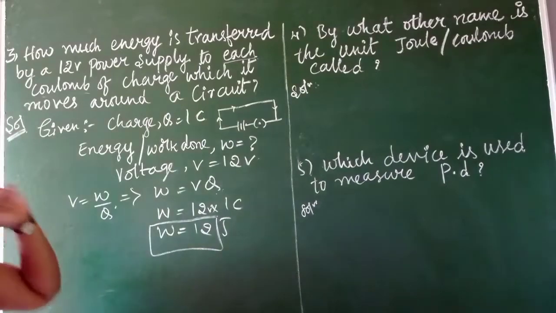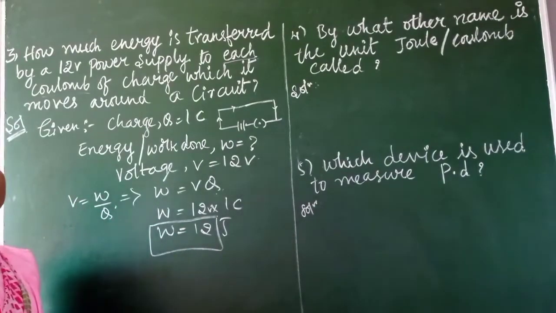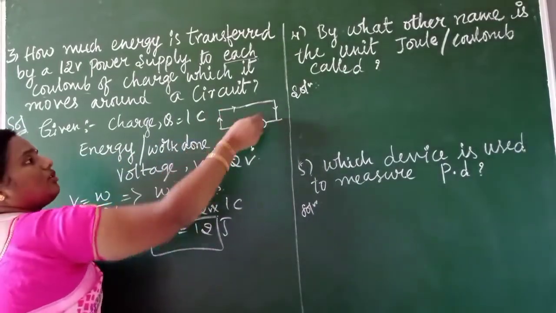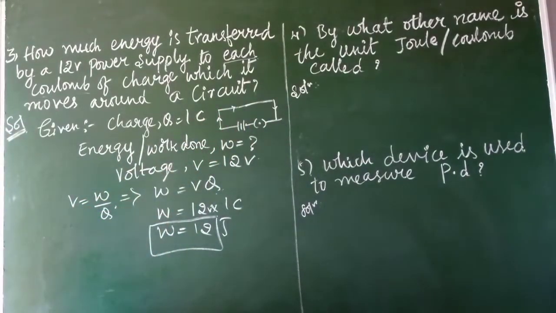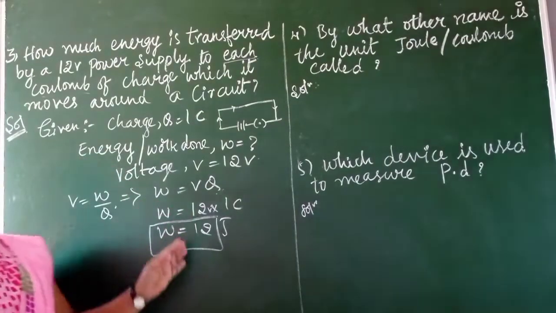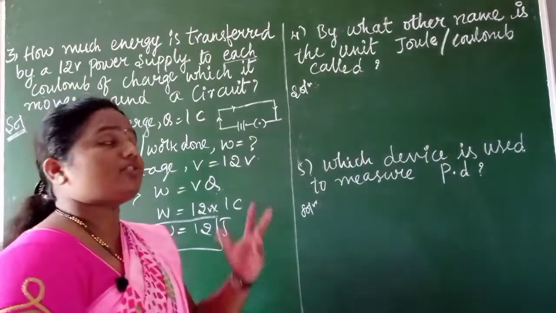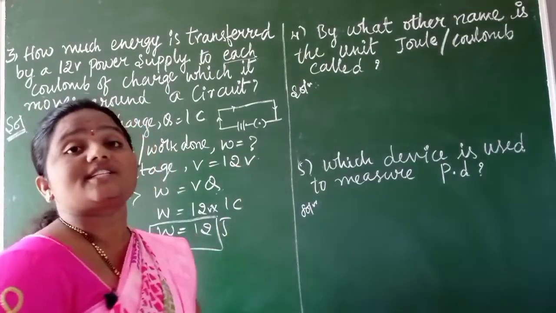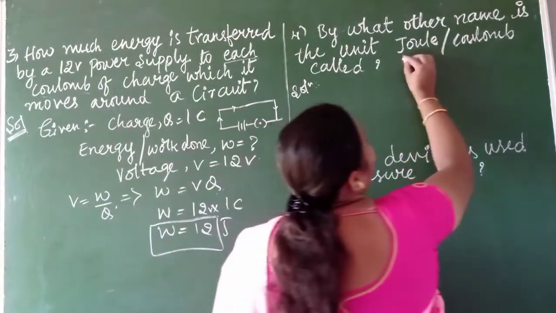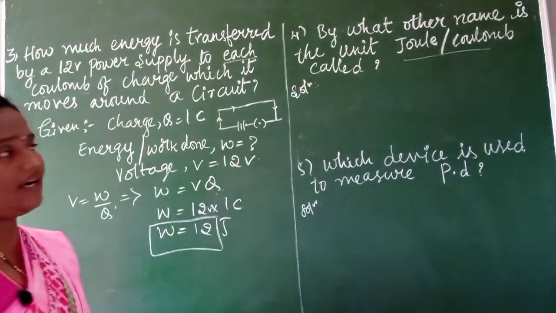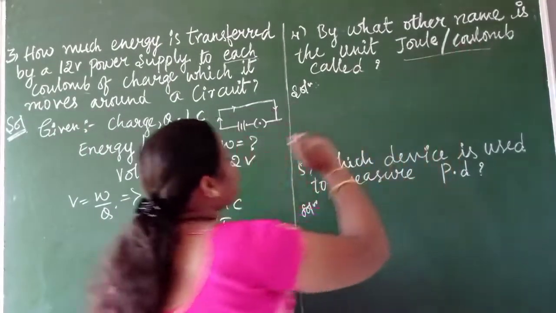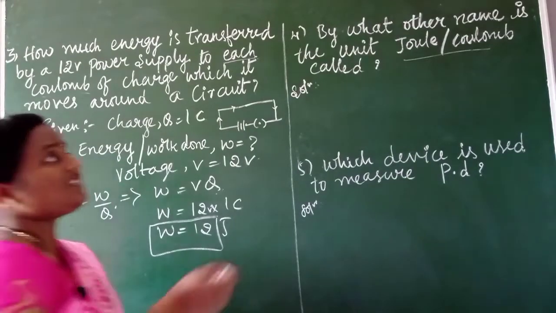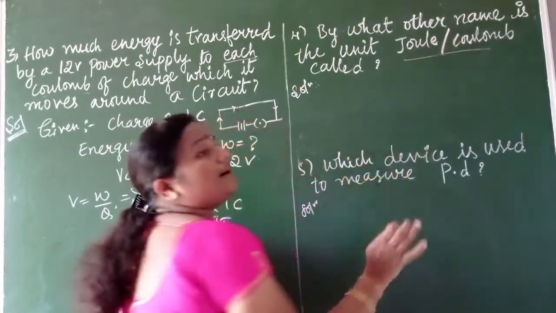When they ask in terms of energy, you assume it as work done, because with the help of energy only the electrons are moving in the circuit. Got it, children? So you have to use the same formula. Suppose the question is: by what other name is the unit joule per coulomb called? Children, you know joule is the unit of work done, and coulomb is the unit of charge. So what is this unit, joule per coulomb? This slash is nothing but per coulomb.